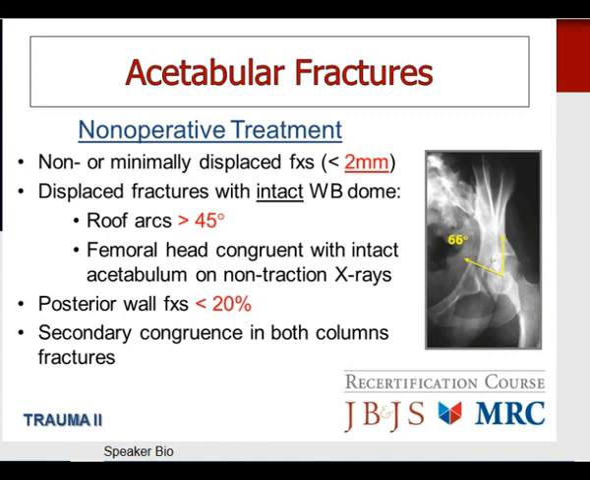If the roof arcs are greater than 45 degrees on the AP, inlet, obturator oblique and iliac oblique images, then the weight-bearing dome should be considered to be intact, and that fracture would be appropriate for non-operative management. Also, the femoral head must remain congruent with the intact portion of the acetabulum on x-rays taken with the patient out of traction. Small posterior wall fractures involving less than 20% of the posterior wall are also usually appropriate for non-operative management. And then there's the phenomenon of secondary congruence in both columns fractures, which I just discussed.